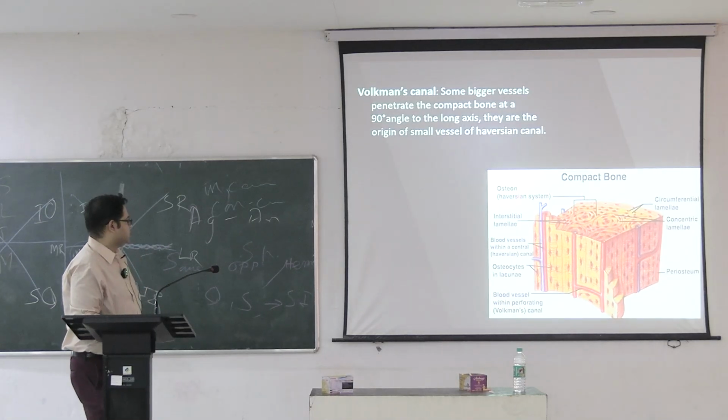As you can see here, this is the Haversian system. This is the part which I said is oriented to the long axis of the bone. This is the one which is going down vertically.